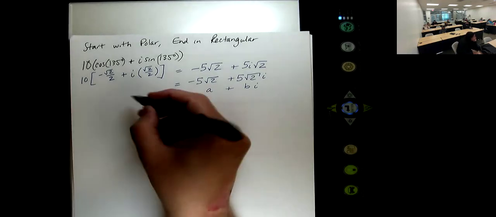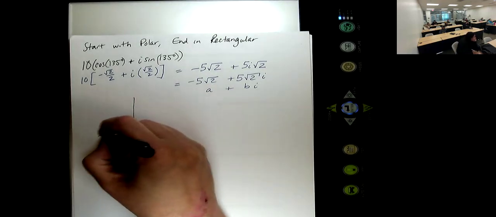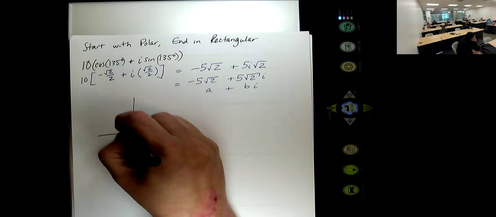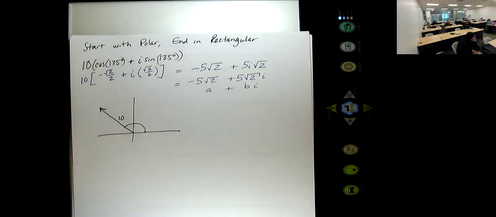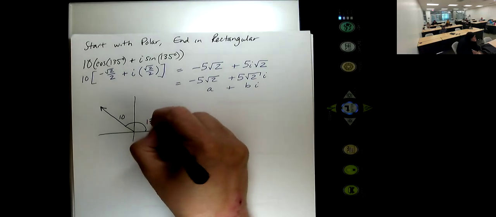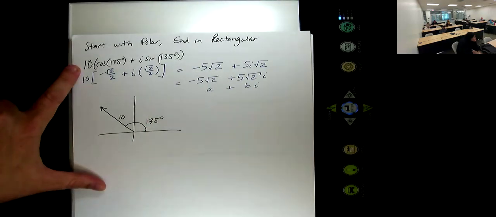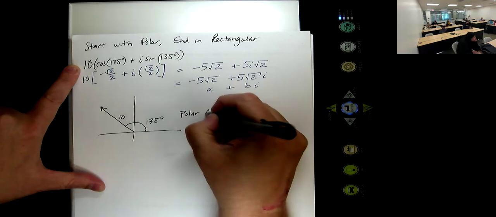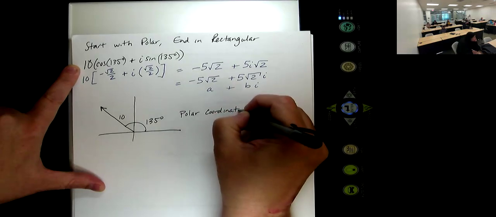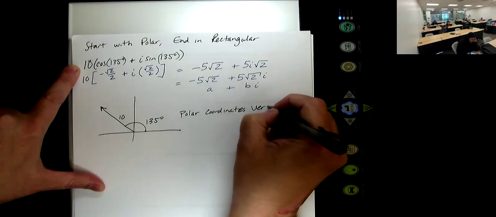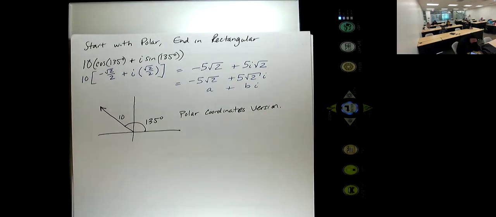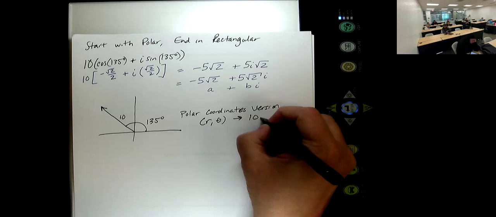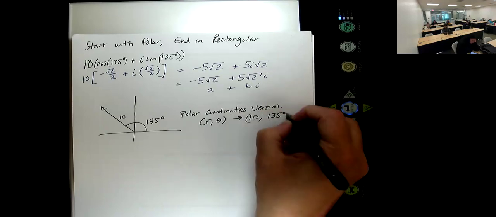In terms of looking at that, this is like rotating 135 degrees and then going out a distance of 10, based on the polar coordinates. And when they write polar coordinates, they tend to write r comma theta. So this would be listed as 10, 135 degrees.